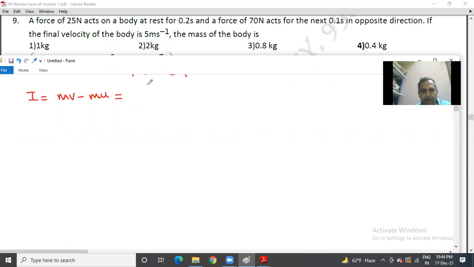Okay, so we have written the formula: this is the force to stop the body, F2 T2, minus the force required to start moving the body, F1 T1, both are opposite. Then how much is F2? F2 is 70. The 70 is acting on the body for a time interval of 0.1 seconds. So magnitude is more, time interval is less, minus. Now here 25 into 0.2. So this will be 7 and this will be 5, minus 5.